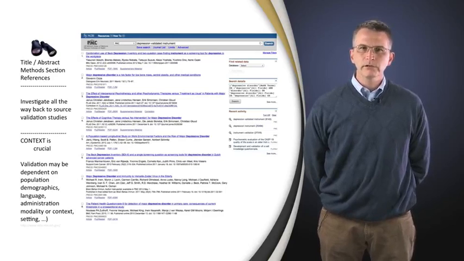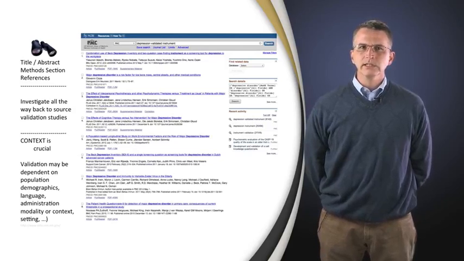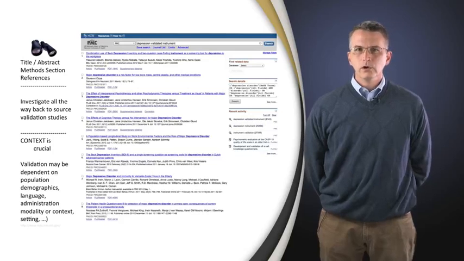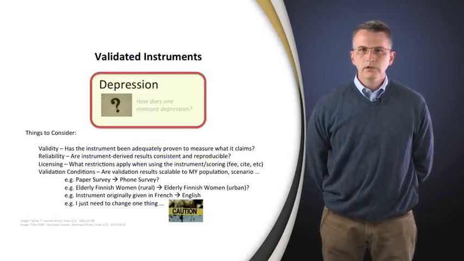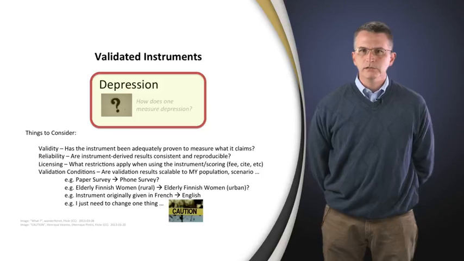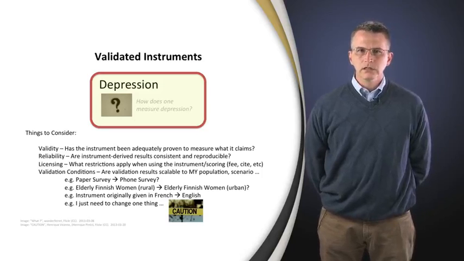But as I go through and try to decide which of the instruments that have gone on before me and have been validated around this particular measurement I'm going to use, I'm going to have to take all of those things into consideration and either investigate them myself or draw from a team of experts that I've brought in for collaboration. So important things to consider are validity. Has the instrument been adequately proven to measure what it claims? Reliability. Whenever that instrument is used, are the results consistent and are they reproducible?